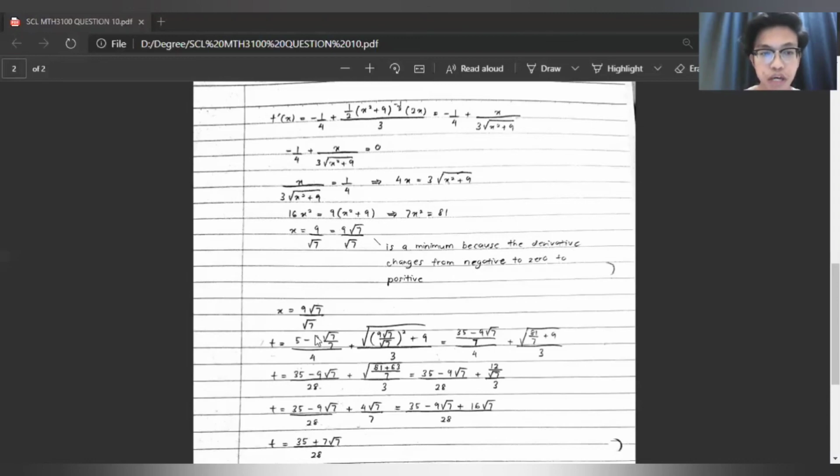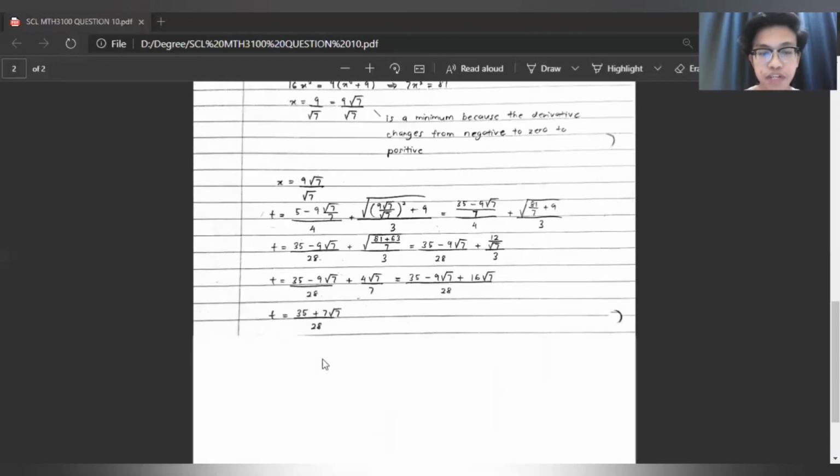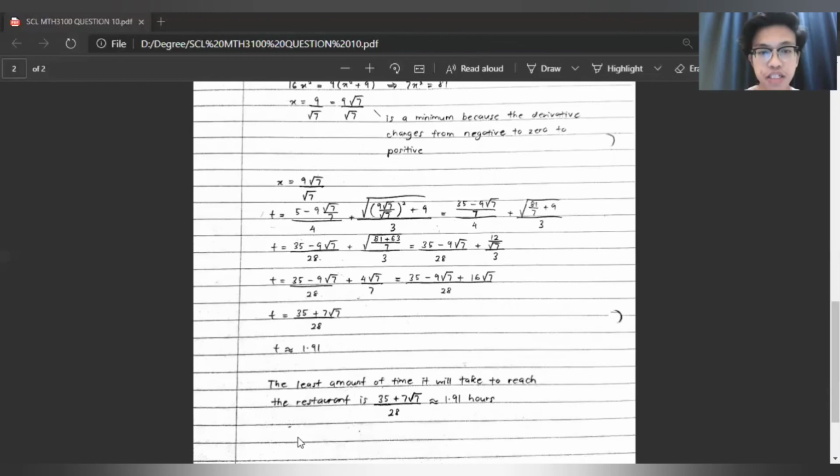and we solve the equation, and we get T is equal to 1.91. So the least amount of time it will take to reach the restaurant is 1.91 hours. Okay, that's all for me. Thank you.